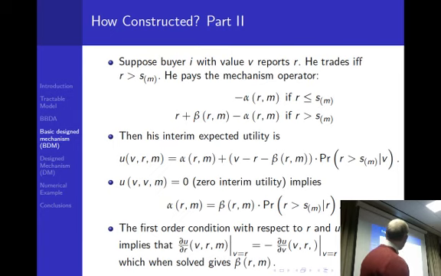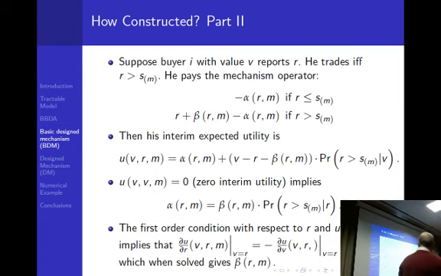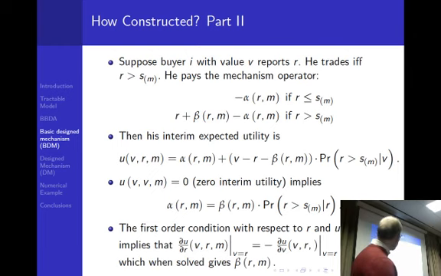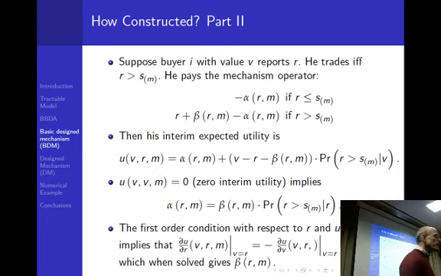Now, suppose buyer i with value v reports r. He trades if and only if his report is greater than the mth order statistic, in other words, he's among the top m, and then he's going to pay the mechanism operator minus alpha_m if r is less than s_m. Well, quite truthfully, as I prepared this, I decided our notation is terrible here, and it's confusing, and I spent an hour trying to convince myself it wasn't wrong. You probably had that happen to you, but anyway.